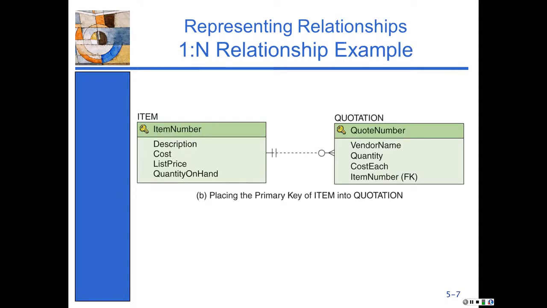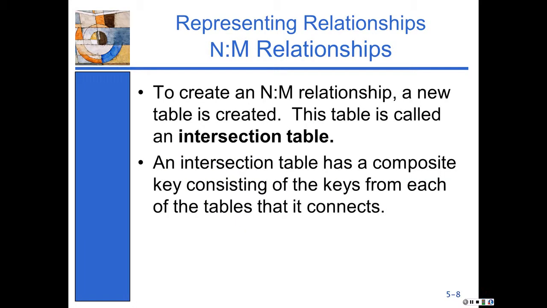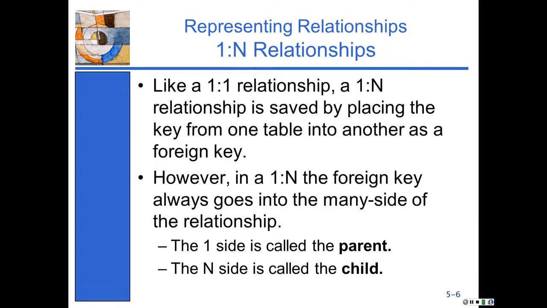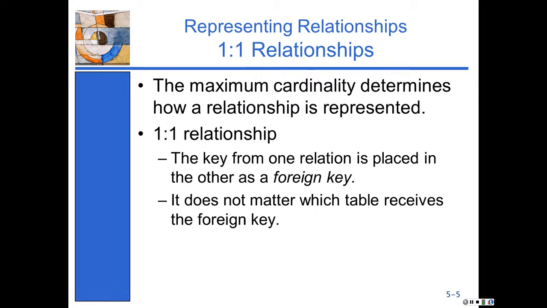What are the examples and how do we do that? So here is an example, let me cover this one. In 1-to-1, what we do is we place the foreign key in any table. It doesn't matter which table. We just pick the primary key of one table and place it in another table. That is 1-to-1. 1-to-n is a little bit different.